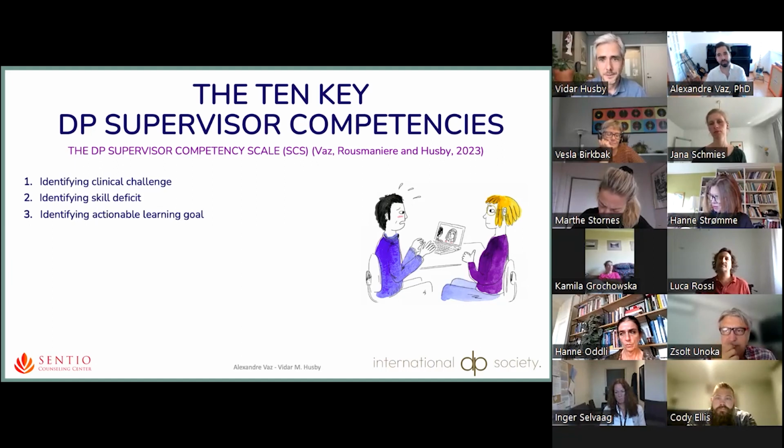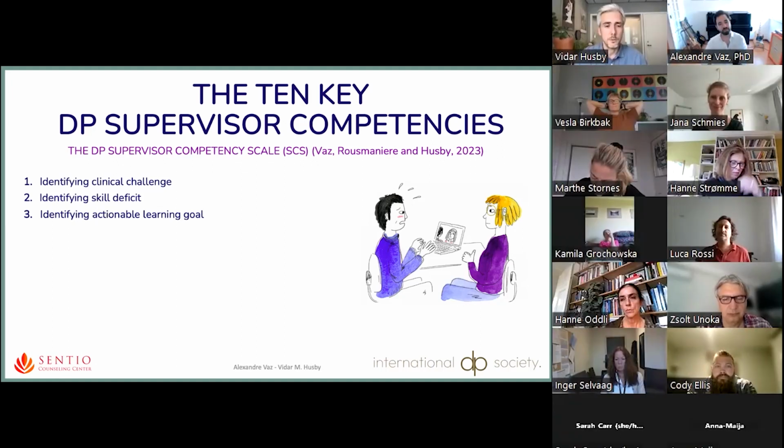Also in this learning goal competency, another thing that we work a lot on is how to present a clear and brief rationale as to why the learning goal might be relevant towards this clinical challenge. Okay.